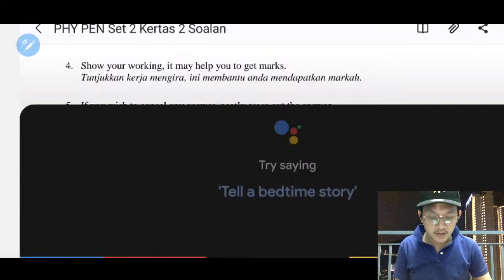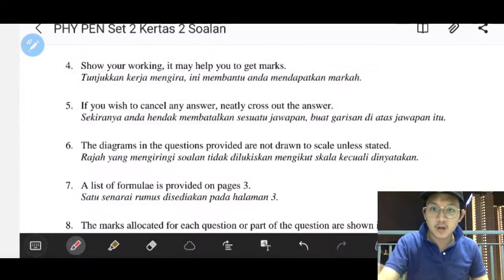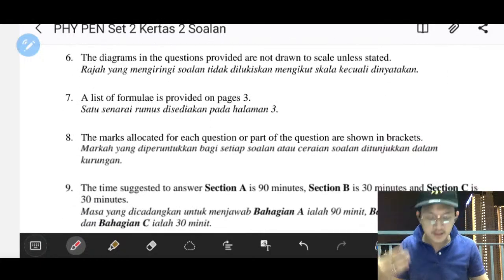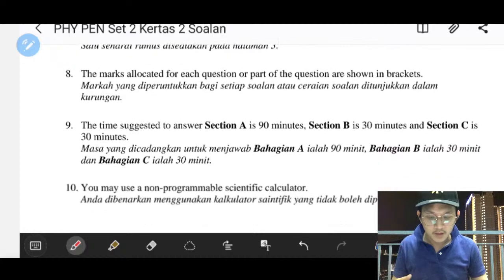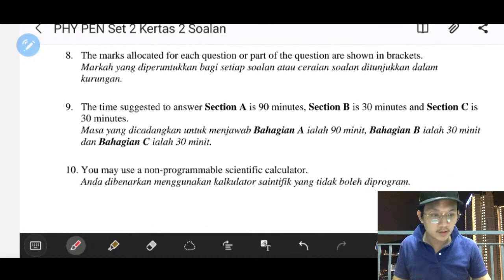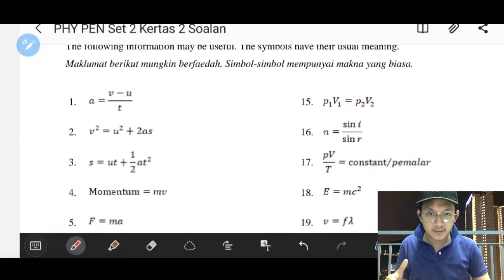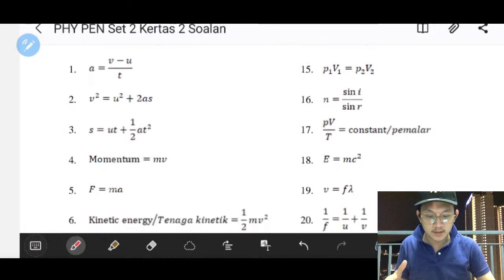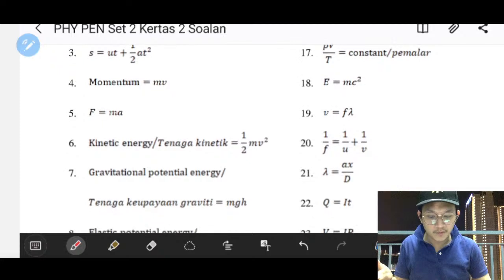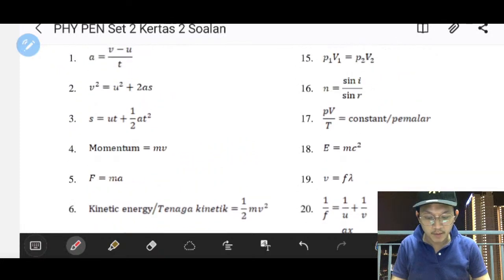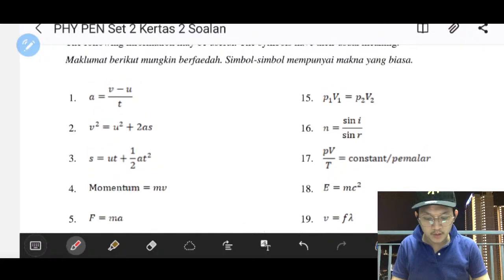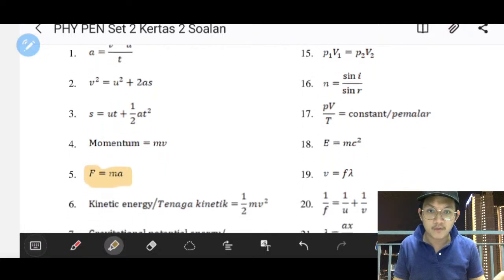Let's go. As you can see in the page itself, it has a lot of things, and this is the formula sheet being given to you. Today we will be using a few types of formula. I remember correctly, we will be using elastic potential energy, tenaga keupayaan kenyal, sama half Fx.